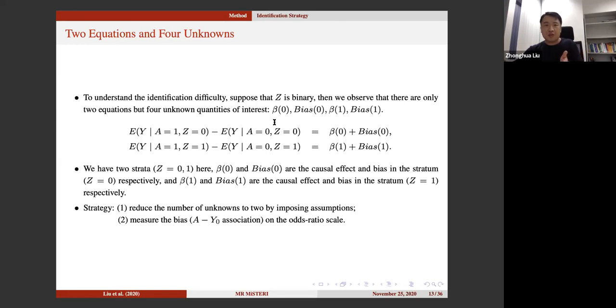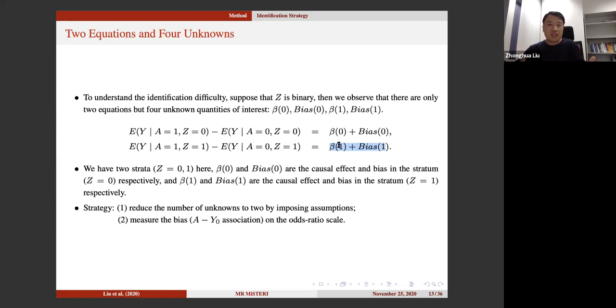Then we have these 2 equations, among the Z is 0 stratum and the Z is 1 stratum. So we have 2 strata, and we compare their means, their averages. We have 2 equations here, but on the right-hand side, we have beta 0, bias 0, beta 1, bias 1. Those are the stratum-specific causal effects and biases. So we have 4 unknowns, but only 2 equations. We don't have a unique solution, right? We have infinite solutions, but for identification, we want a unique solution. A unique solution means we can uniquely identify beta and the bias.